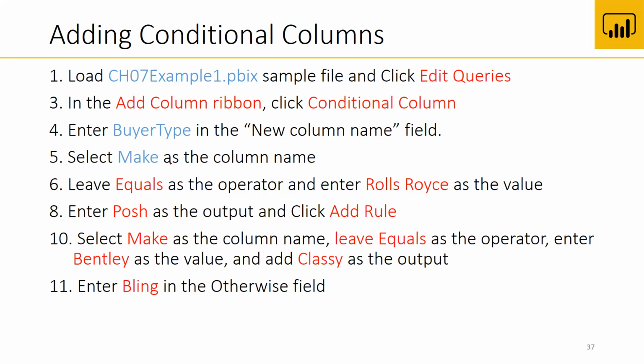What is the condition? If make is equal to Rolls Royce, then the entry for Rolls Royce will be posh in the new column. And if the make column contains the value Bentley, meaning the maker is Bentley, then we want to add the entry classy into the new column. And all the rest of the entries should be set to blank. So this is to be implemented in the Microsoft Power BI query editor.